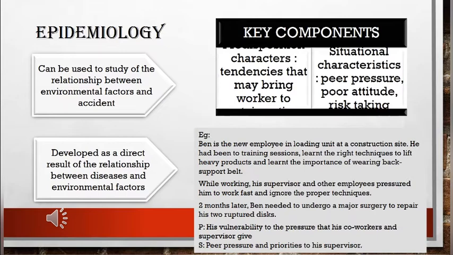From this example, we can say that the predisposition factor is his vulnerability to the pressure that his co-workers and supervisor give, and the situational factor is the peer pressure and priorities to his supervisor.